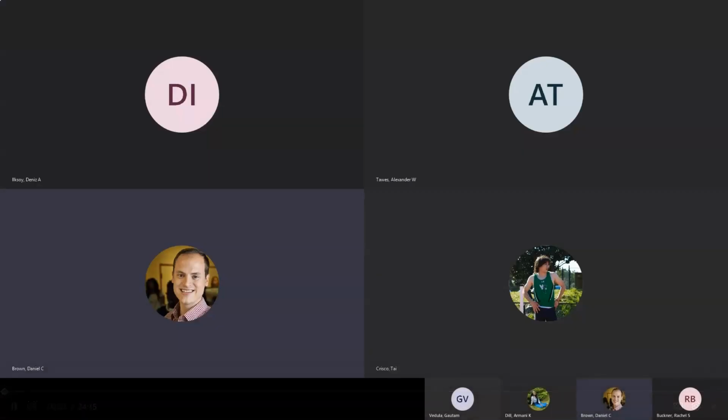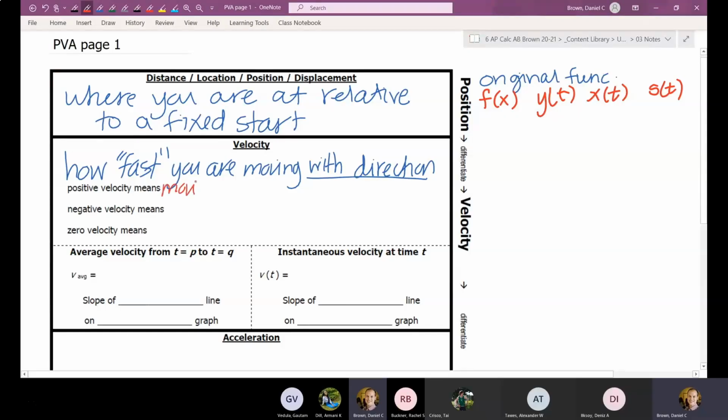When I have a positive velocity, that's going to mean that you are moving, depending on the context of the problem, up, forward, or right. So any type of positive movement is going to be associated with a positive velocity.